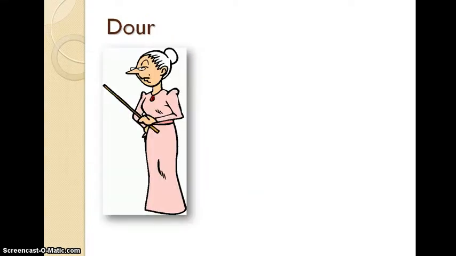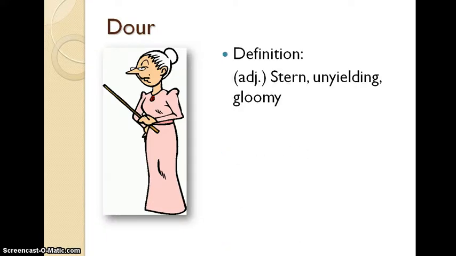Next word, dour. This is a picture of my first grade teacher. Her name was Mrs. Robinson, and she was extremely dour. I bet you could guess, just by looking at the picture and the look on her face, you could probably guess what dour means. And the definition is stern, unyielding, gloomy. Mrs. Robinson was all of those things and more.